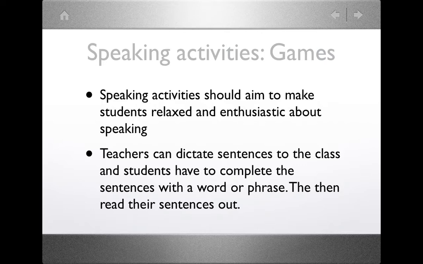Teachers can dictate sentences to the class. Sentences, only sentences. It depends on the level again. So in this case, the teacher dictates sentences to the class, and students have to complete the sentence with a word or phrase. So the sentence may be missing something, so the students can complete it. This is one example that can be used for beginner level students.